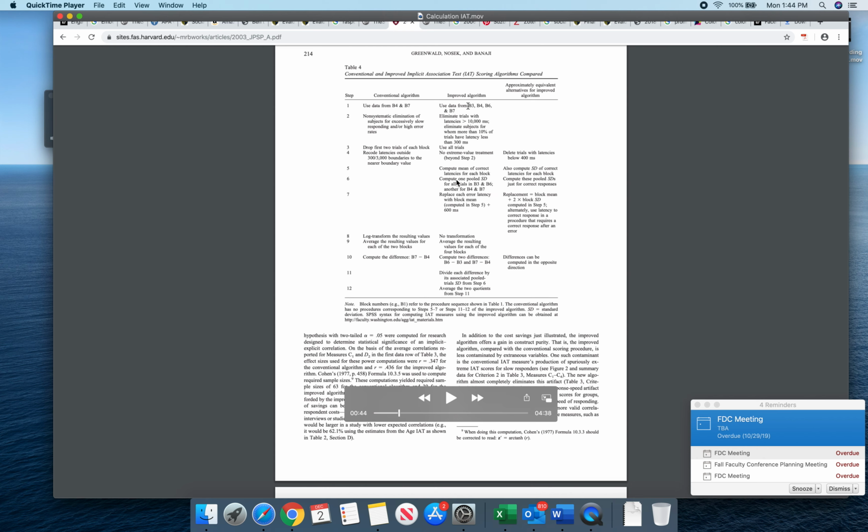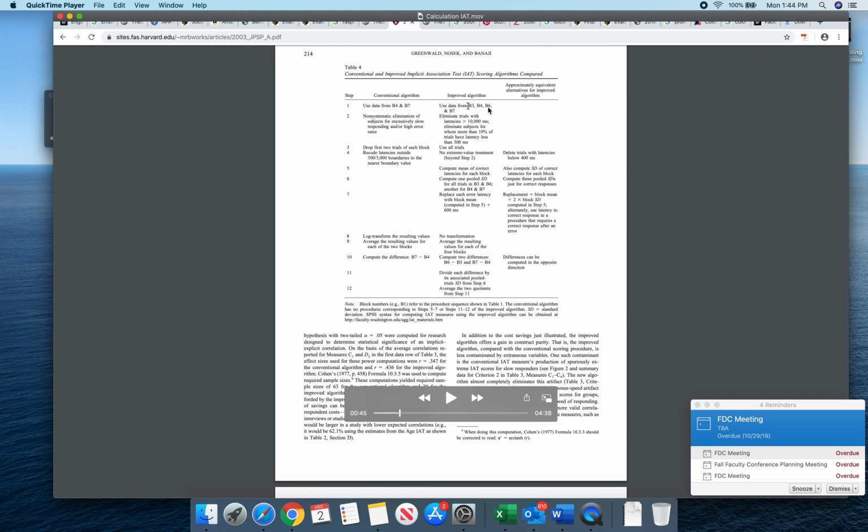And then you replace error latency with the block mean. So everything you deleted here, every time they missed one, you just replace it with the mean. That's all you do. And then you've got no log transformations. And then you average the resulting values for each of the 4 blocks. So, like practice real congruent, practice real incongruent. Then you calculate 2 differences. B6 minus B3, right? That's practice.